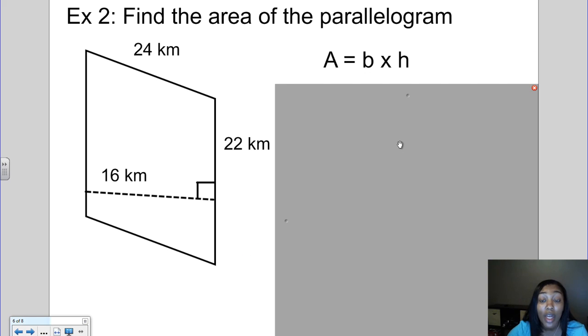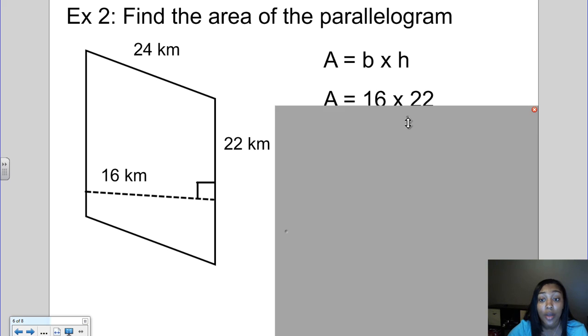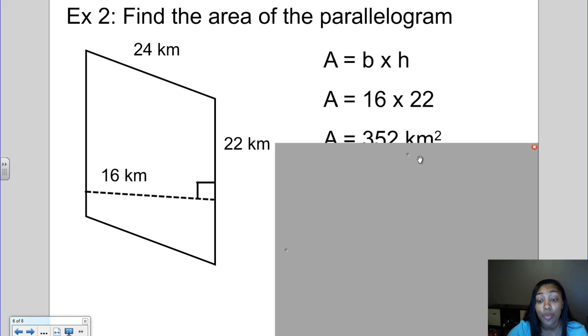Again, instead of writing out the word area and base and height, you can use A for area, B for base, and H for height. So that means we can write our formula as A equals B times H. So we're going to plug in the base and the height into our formula. So that means to find the area, we have to multiply 16 times 22, which gives us an area of 352 kilometers squared.